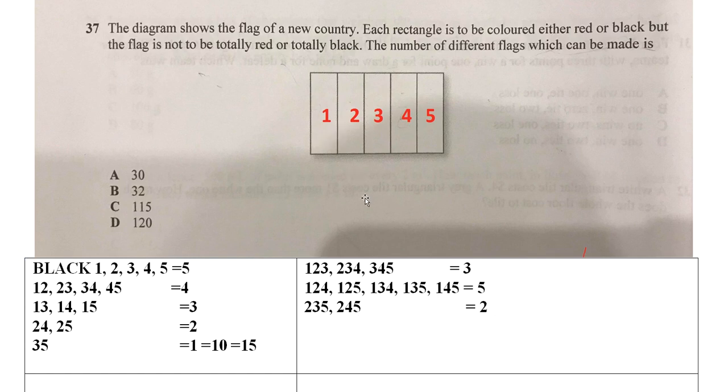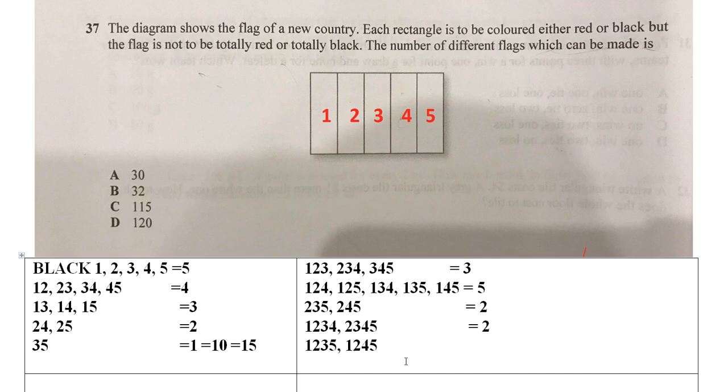So now we go to 4 black rectangles. We go 1, 2, 3, 4, and 2, 3, 4, 5. Those are the 2 consecutive ones. Now we need to do the non-adjacent ones. Start at 1 still. We go 1, 2, 3, 5. Any other possibilities starting with 1? Yep, 1, 2, 4, 5. And that gives us another 2.